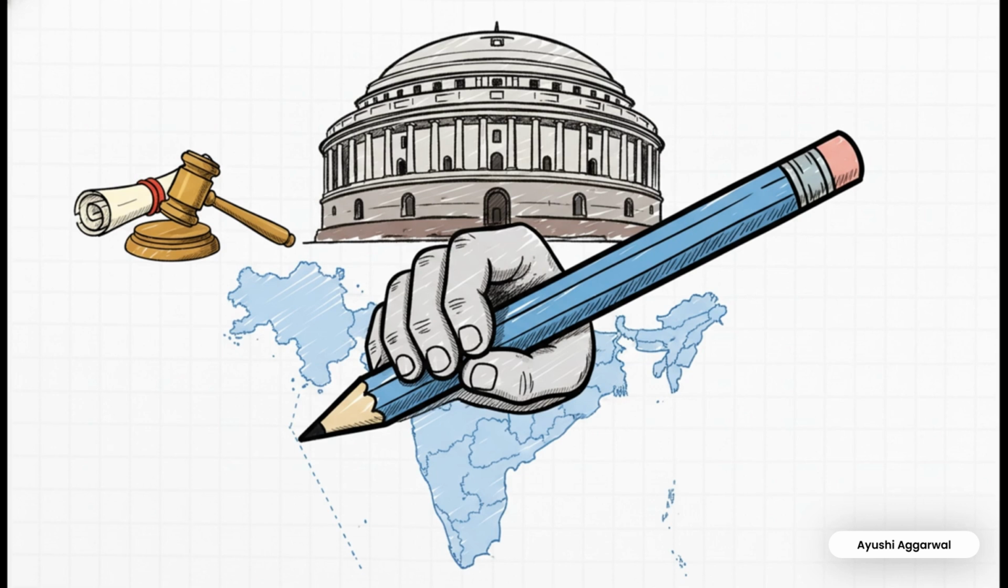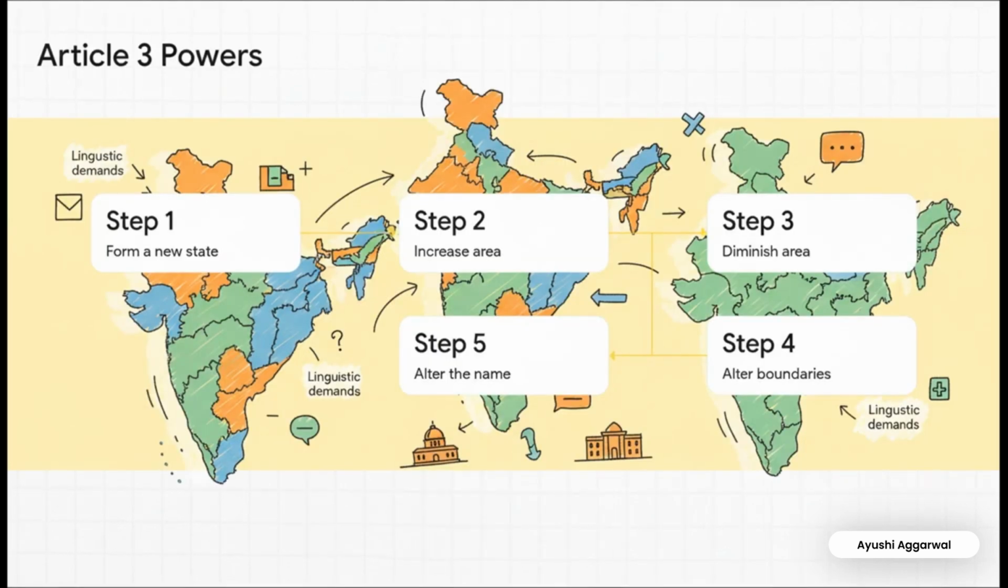Simple as that. So, what exactly can the Parliament do under Article 3? Let's break it down into 5 key powers. 1. It can form a brand new state. 2. It can increase the area of any state. 3. It can diminish or reduce the area of any state. 4. It can alter the boundaries of any state. And 5. It can even alter the name of any state. Essentially, the Parliament has complete control.